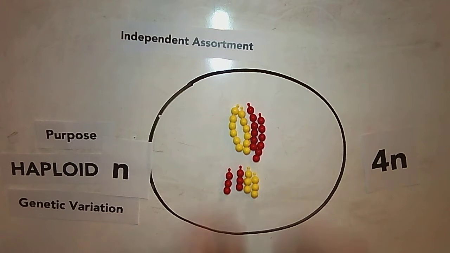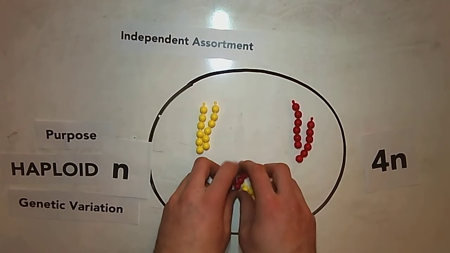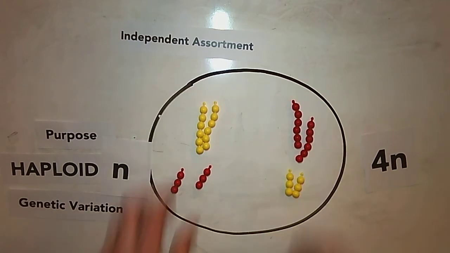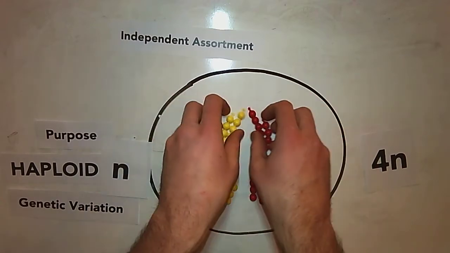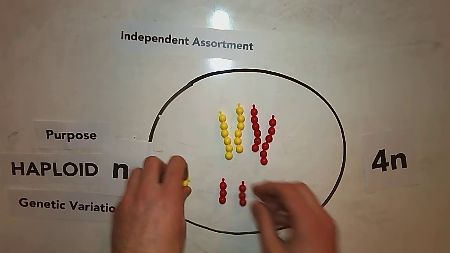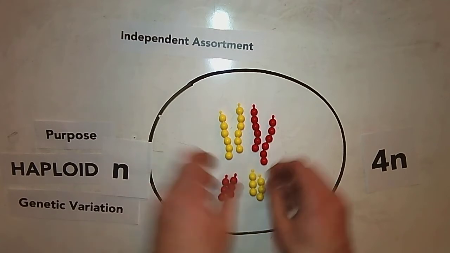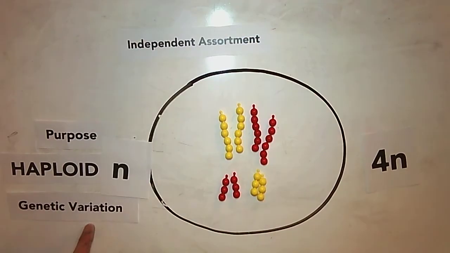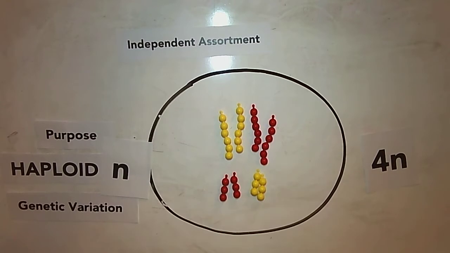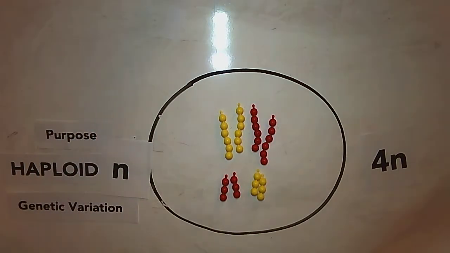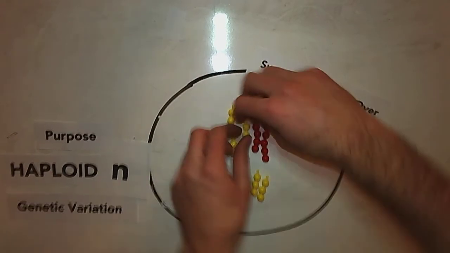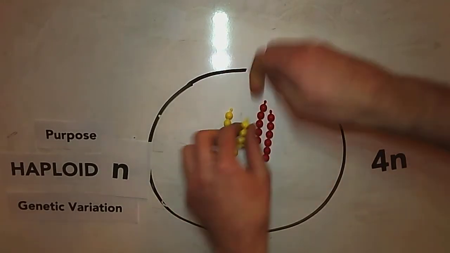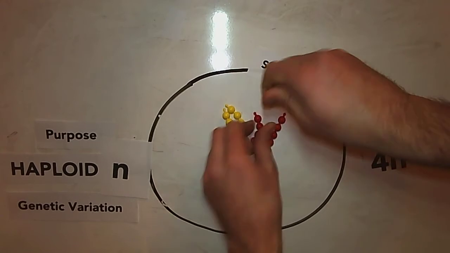And then when that happens, when they split, you're going to have different combinations each time these chromosomes line up. So in this case, I'm just going to have them line up like this. So this independent assortment is going to help create this genetic variation. Okay, the next thing that happens is this thing called crossing over, or synapsis. So while the chromosomes are lining up, some of them are actually going to swap parts. So now you're really mixing things up.